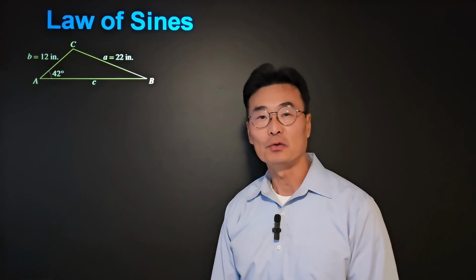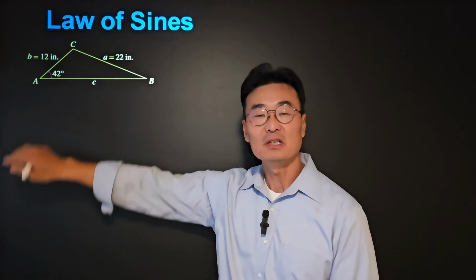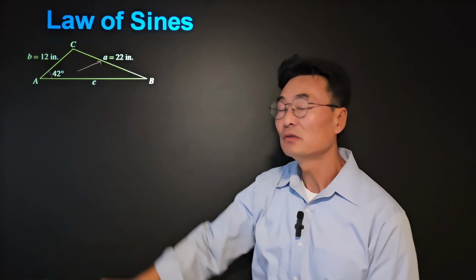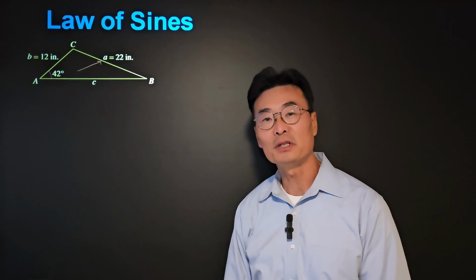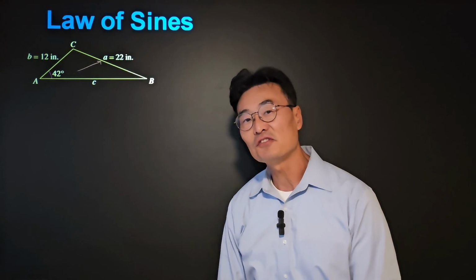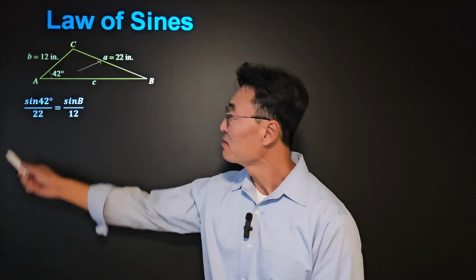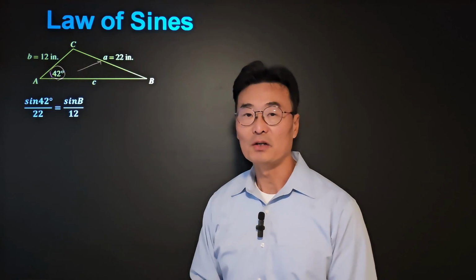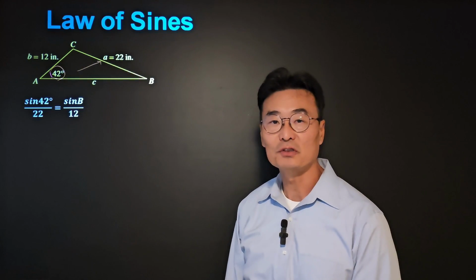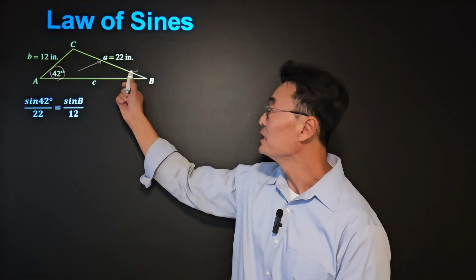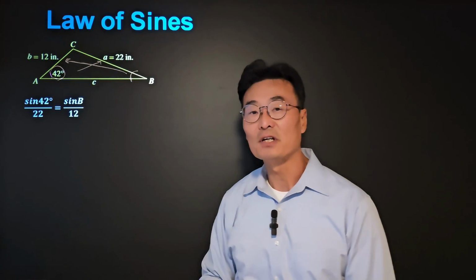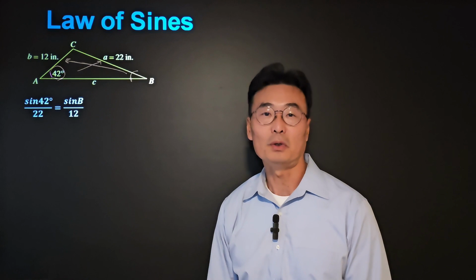Notice that in this triangle, we're given only 1 angle instead of 2. However, since we're given an angle and also the length of the side opposite of the angle, we're able to use the law of sines to solve this triangle. Here's the equation that we want to use: sine of 42, the given angle, over 22, which is opposite of angle 42, equals sine of B, which we don't know, over the side opposite of angle B, which is 12.